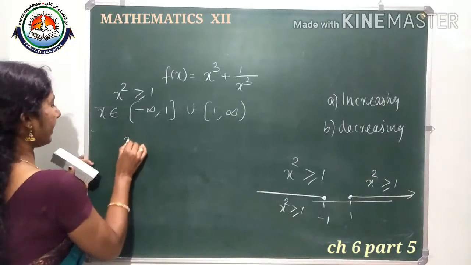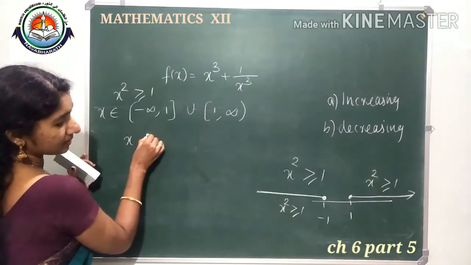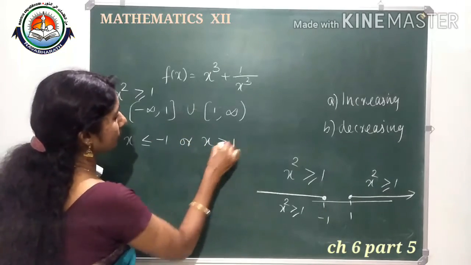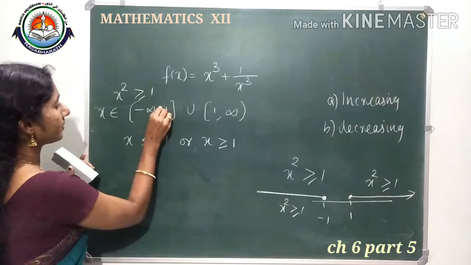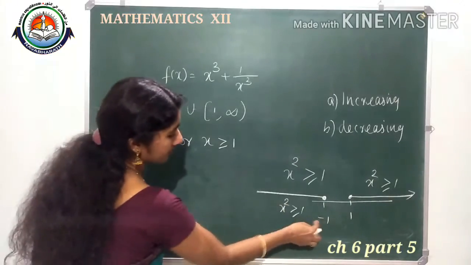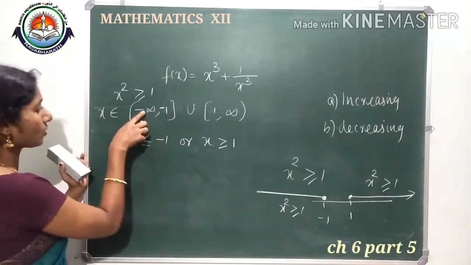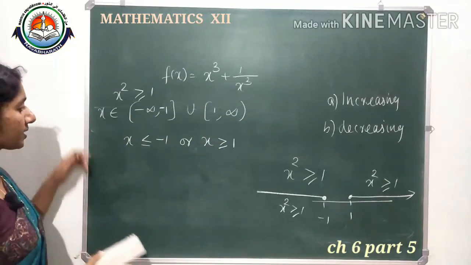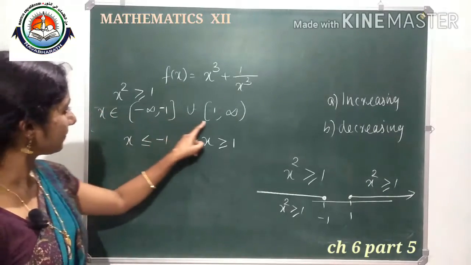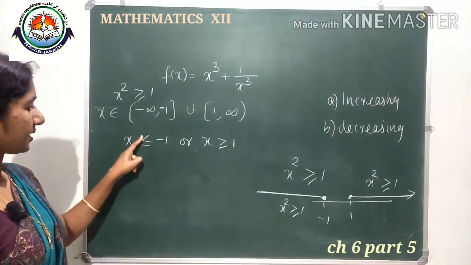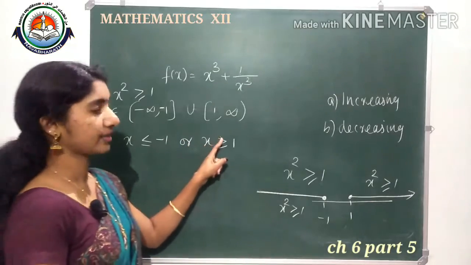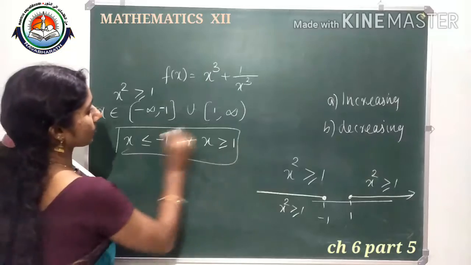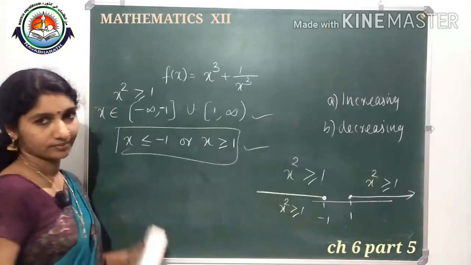Or we can write x less than or equal to minus 1 or x greater than or equal to 1. Minus infinity to minus 1, on the left side, so minus infinity to minus 1 union 1 to infinity. Okay, so we got x less than or equal to minus 1 or x greater than or equal to 1. See, the same thing I only wrote in another way. So we got the values for x. Either you can conclude the answer like this or in this way.